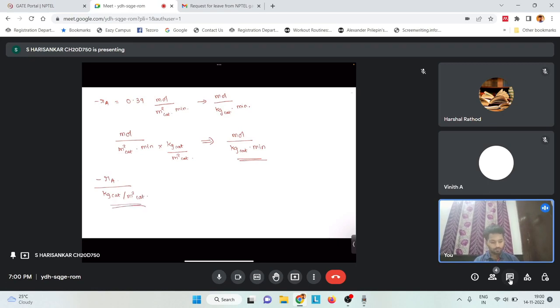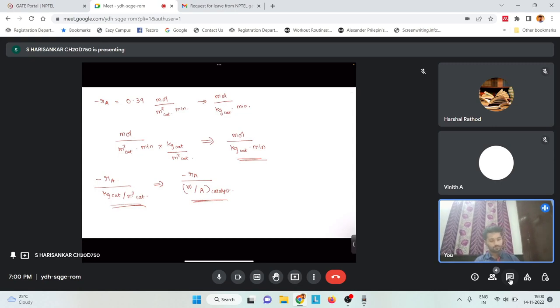Or in other terms, we need to divide our reaction rate by the weight per surface area of our catalyst. So if we divide our given rate by weight per area of the catalyst, we'll get the required reaction rate in terms of mole per kilogram catalyst per minute. So let us see how we can find this weight per area of the catalyst, and finally see how we can find the final answer.